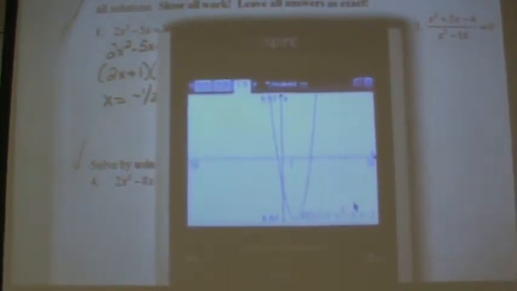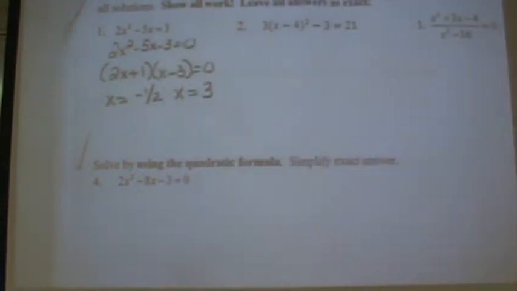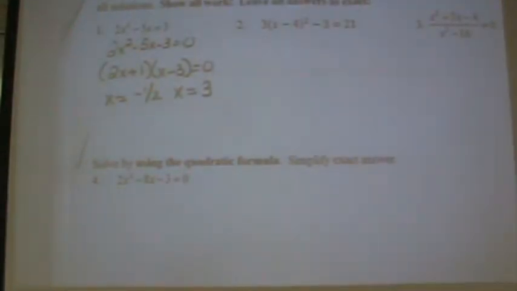Now, if you would prefer to have the other, the 83 or the 84, I have a hard time typing with these buttons. I like the 83s, but it's up to you. Next one.